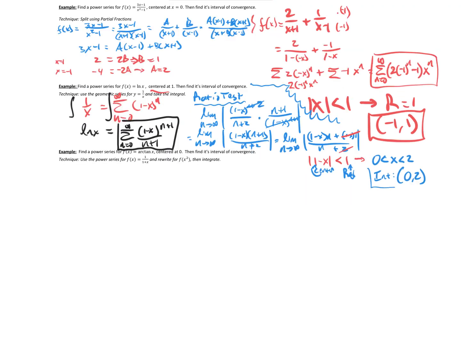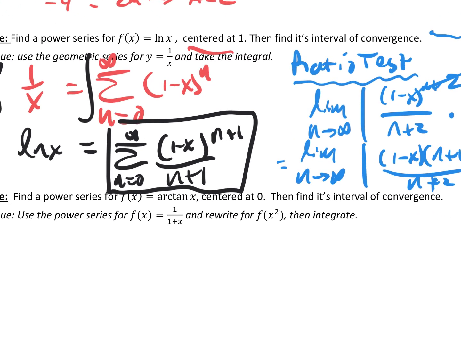Now we do have to check the bounds here, to see if it converges at the boundary points. So if we plug in 0 here, we get 1 to the n plus 1, which is going to be 1 over n plus 1. That's a harmonic series that diverges. So when you plug in 0, this does not converge. It diverges. What happens if you plug in 2?